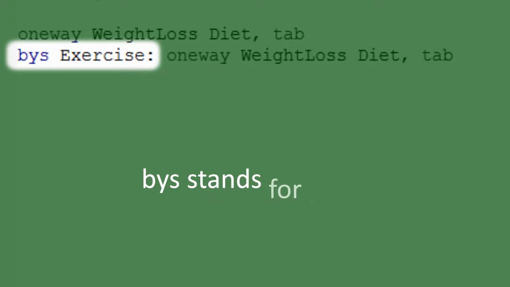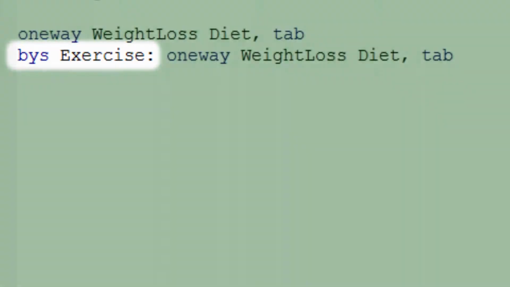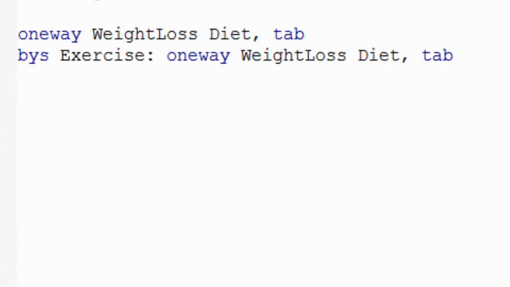BYS stands for by sort, and it tells Stata to run everything after the colon by each value of the variable listed after bys. That is, if the variable after bys has two levels, 0 and 1, Stata will then run the command after the colon first for only those observations where that variable equals 0, then for only those observations where that variable equals 1.